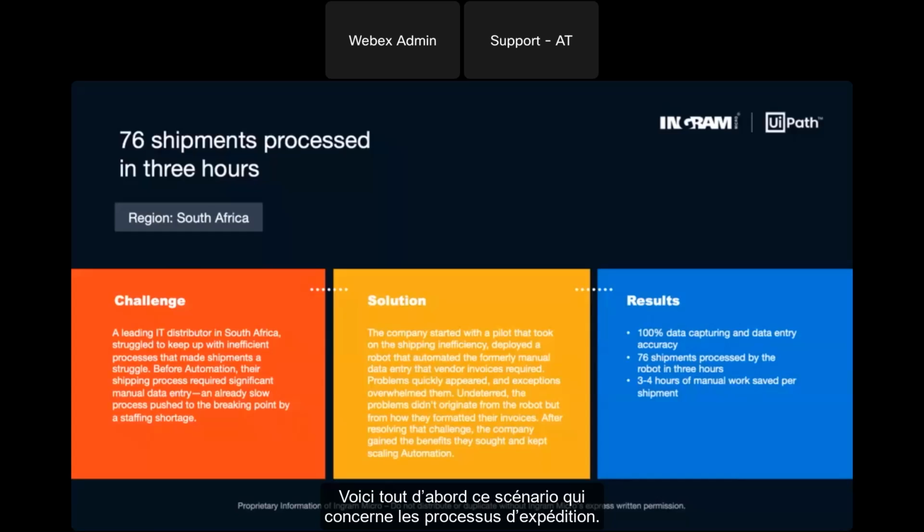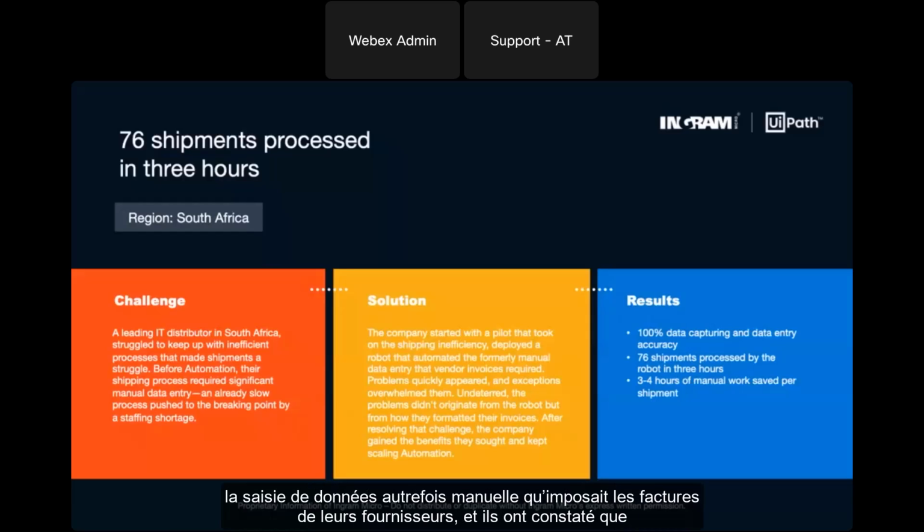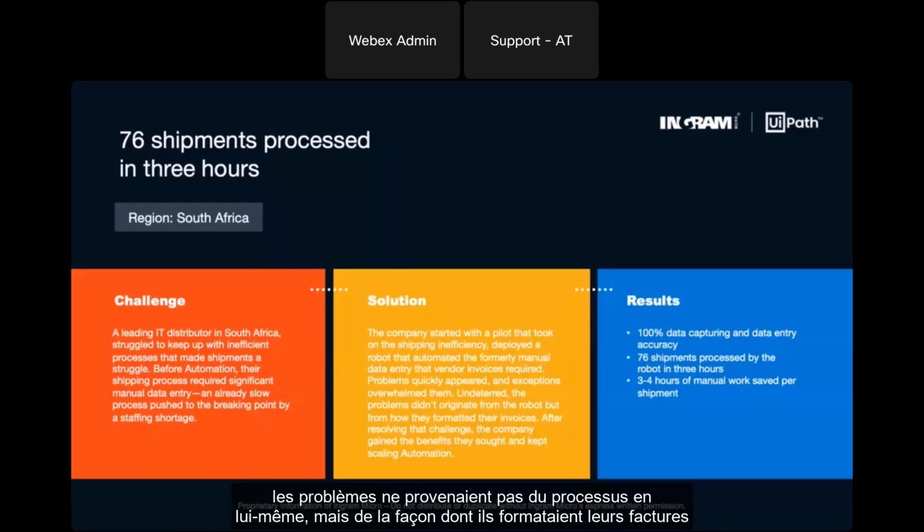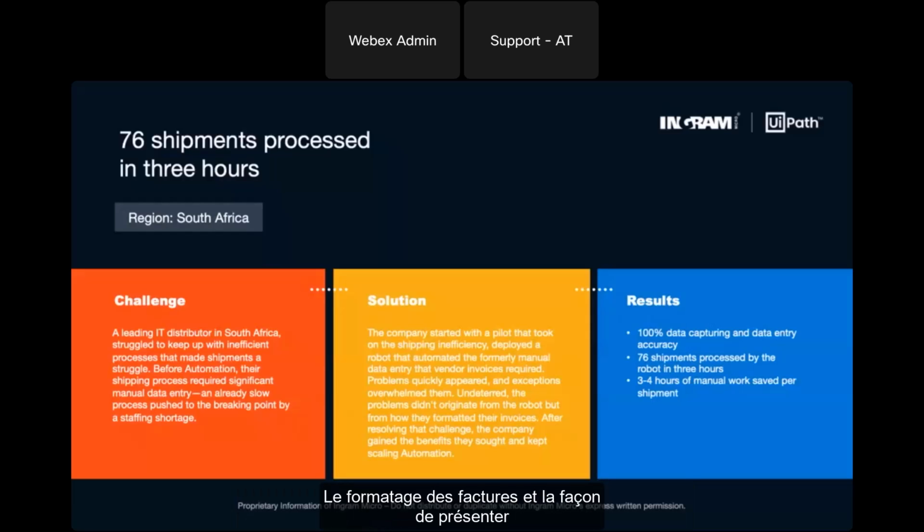So first one, this scenario has to do with shipping processes, right? The shipping process for this organization required significant manual data entry. So they decided to deploy a robot that automated that formerly manual data entry that their vendor invoices required, and they found that the problems didn't originate from the process itself, but from how their invoices were formatted, and the way that they presented the information was the thing that complicated the whole process.